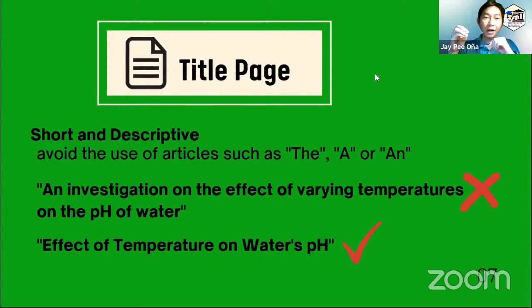So dito, we also have some rules. We try to avoid the use of articles like the, a, or an. So we try to omit that as much as possible, like in this example. Instead of saying "an investigation on the effect of varying temperatures on the pH of water," we can just say "effect of temperature on water's pH." So very short, but very descriptive.